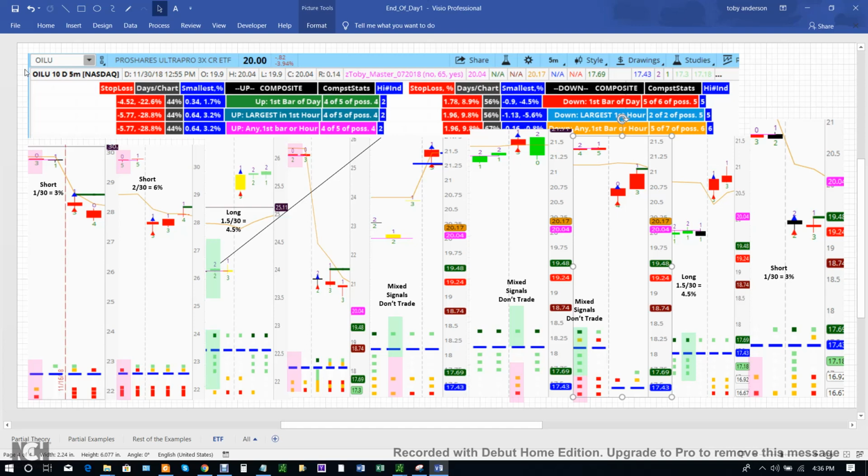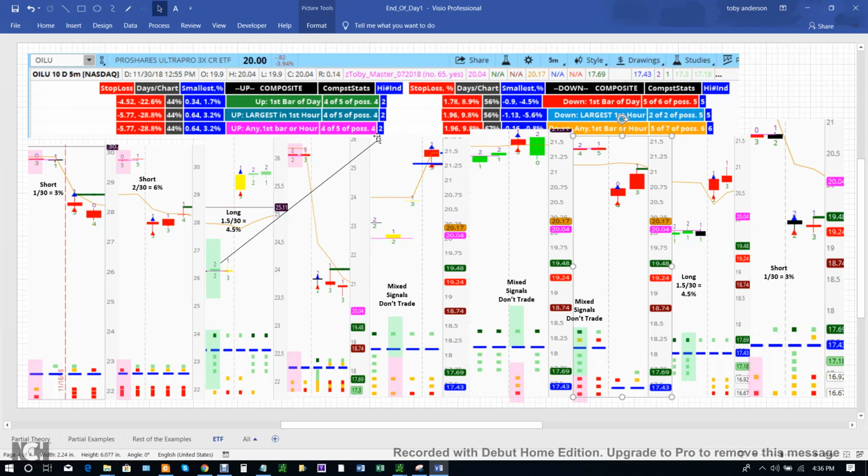Anyways, this is my program. This is for end of day trading, and it looks really promising. Basically, what this program says is you look at this part here, 4 of 5 of a possible 4. This is for ups or longs. This table here is for downs or shorts, and it's 5 of 7 of a possible 6, and the number 2 over here is important.